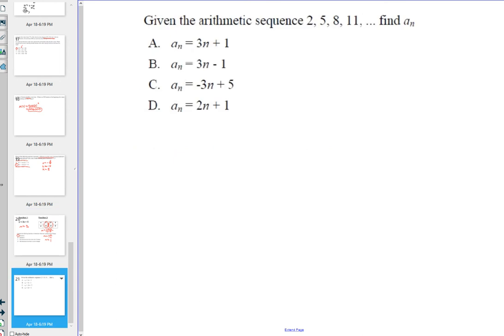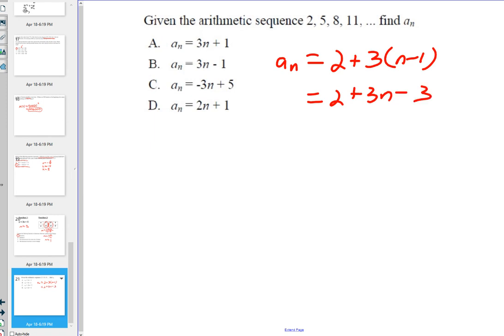Given this arithmetic sequence, find a sub n. All right, so what would be the easiest way to do this? Yeah, just use the formula. So any number is equal to the first number plus the common difference. Can you tell me what the common difference is? 3 times n minus 1. That was the formula. Does that show up on the reference sheet? Did they put the formula for everything? So 3n minus 1.